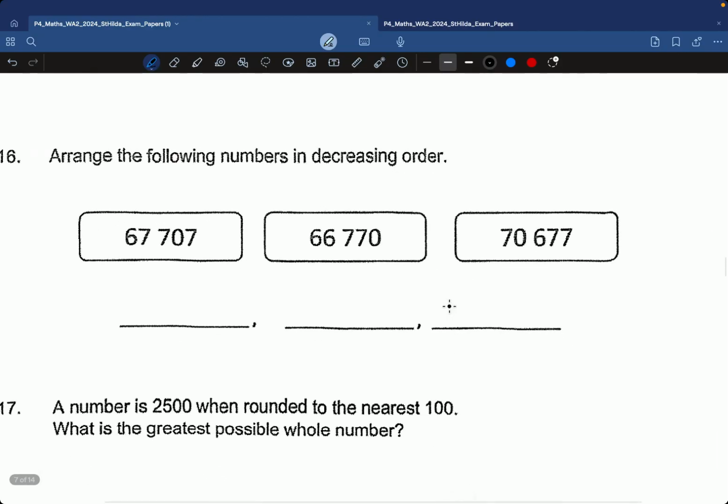Arrange the following numbers in decreasing order. What is decreasing order? Decreasing order means from biggest to smallest. So that means on the left is the highest or biggest number. In this case, can you guess which is the biggest number? I think it's pretty obvious. It's 70,000.